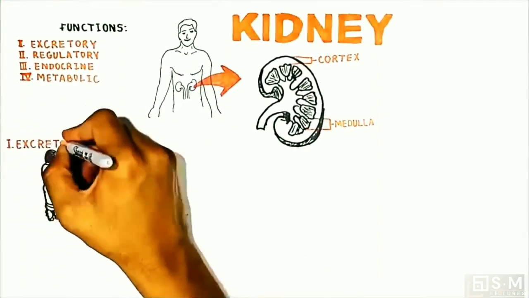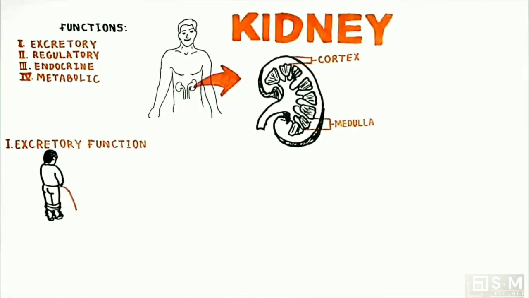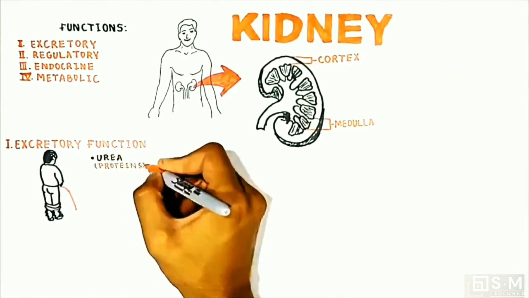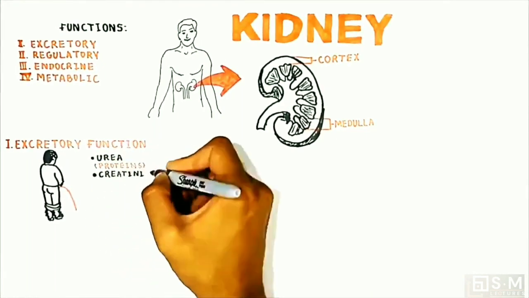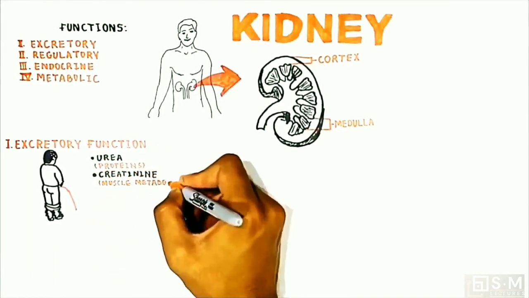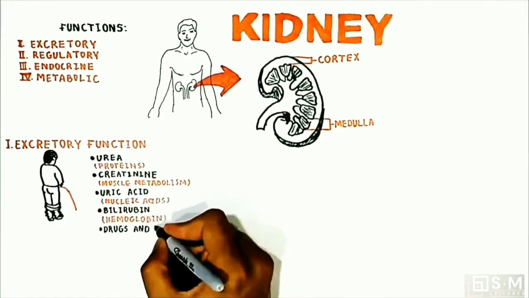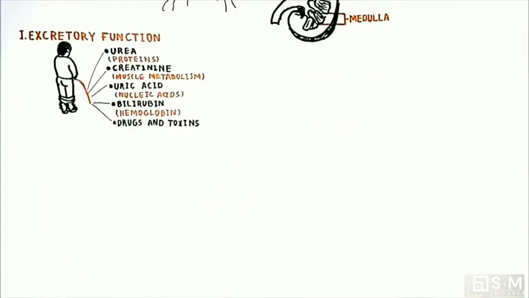First, let's talk about the excretory function. Excretory function involves excretion, or removing of metabolic waste products eliminated in the urine, like urea, which is waste from protein metabolism, creatinine from muscle metabolism, uric acid from the breakdown of nucleic acid, bilirubin from the breakdown of hemoglobin, and some foreign substances such as drugs and toxins.